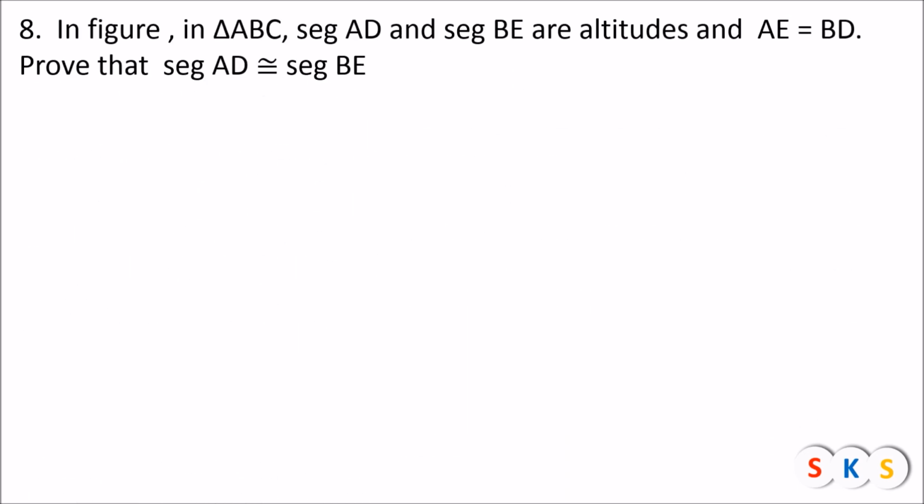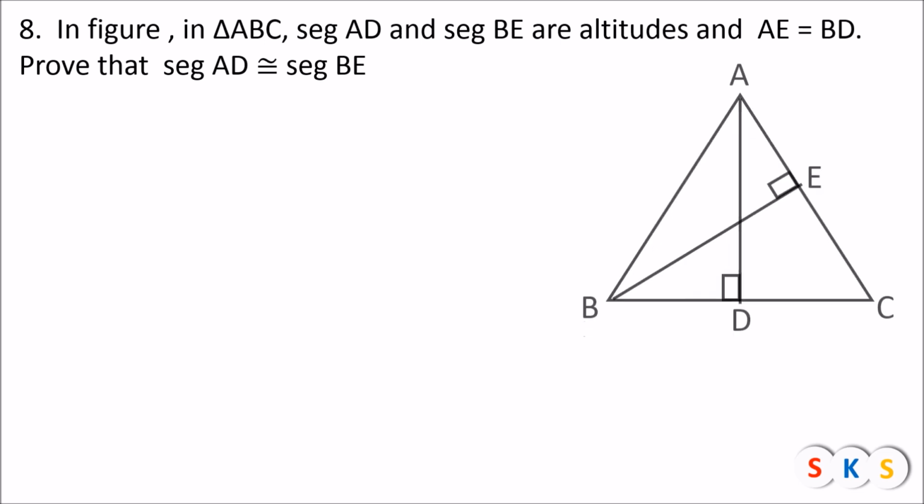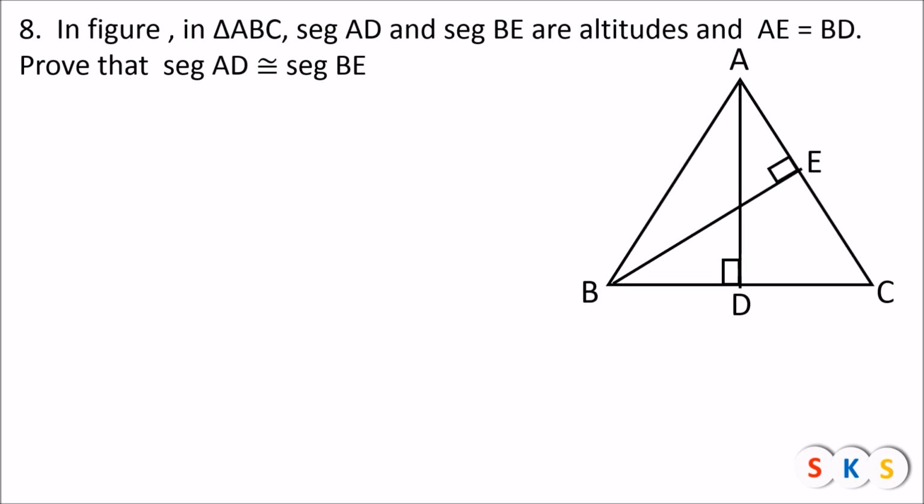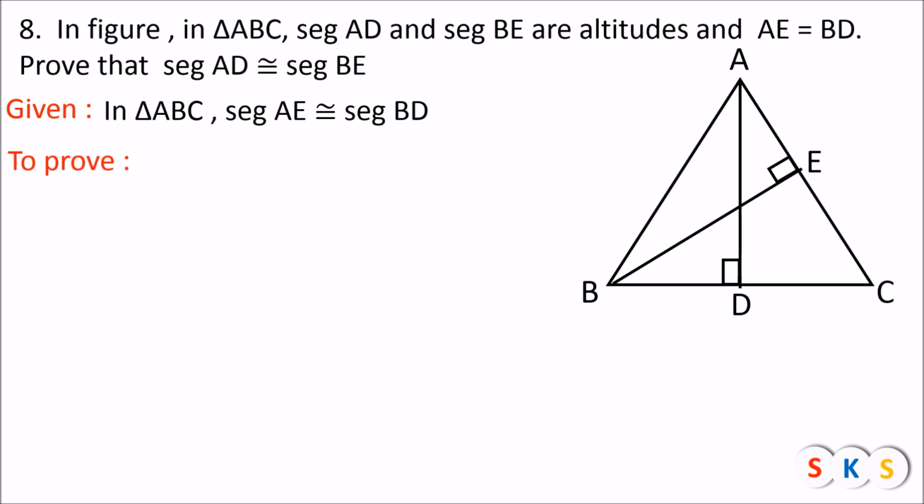Now here we have question number 8. In figure, in triangle ABC, seg AD and seg BE are altitudes and AE equals BD. Prove that seg AD congruent seg BE. Let's see the given part of this question. In triangle ABC, seg AE congruent seg BD. What I have to prove? Seg AD congruent seg BE. Let's see the proof of this question.